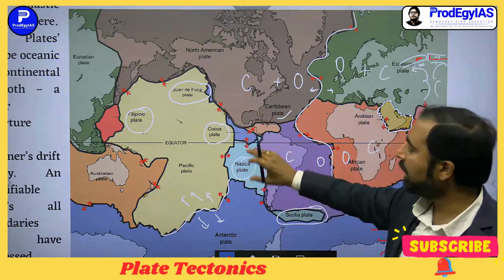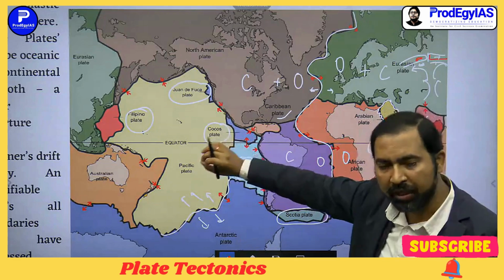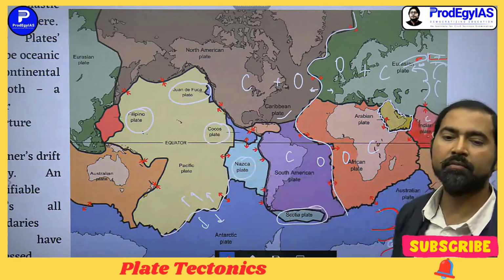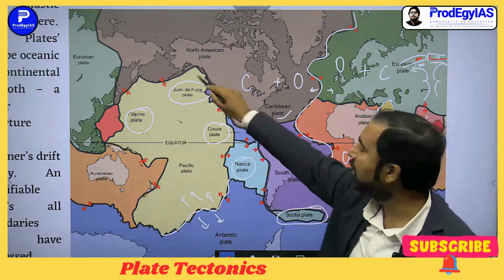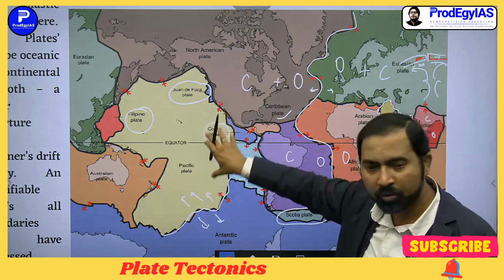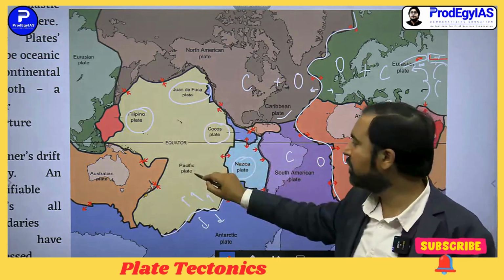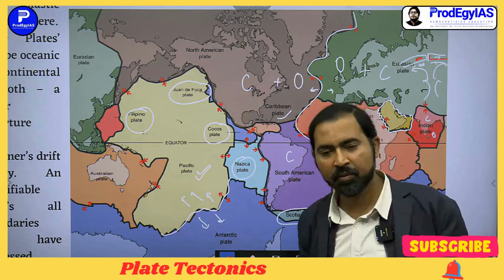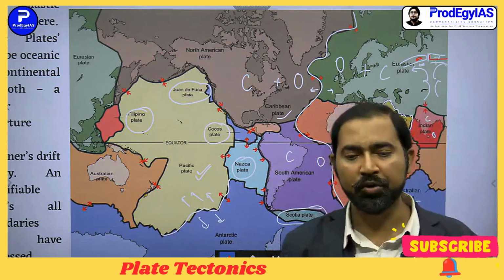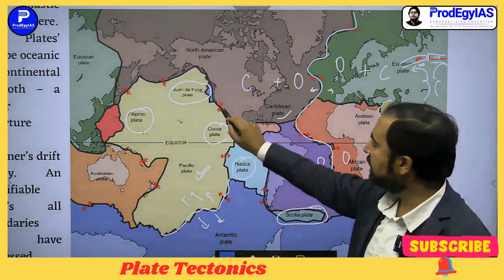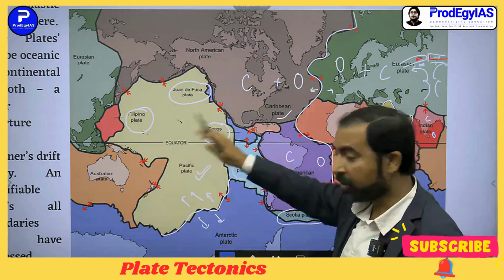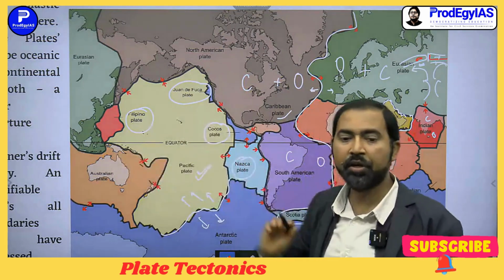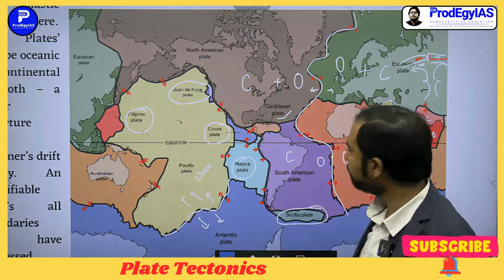You can easily see that Pacific plate is the only plate which is wholly oceanic. All the Pacific plate is largely oceanic. It has no continental part. This could be asked in your prelims. Which of the plates is totally oceanic? So you can easily see that Pacific plate is largely oceanic plate. All other plates have oceanic as well as continental parts, right?